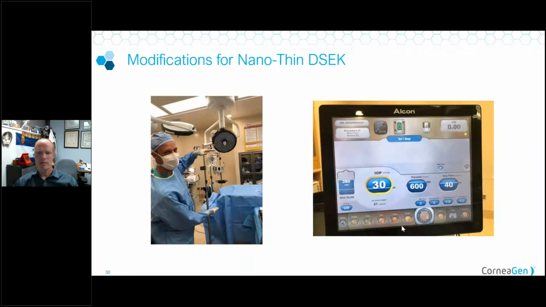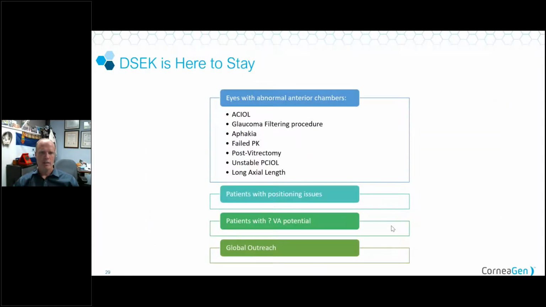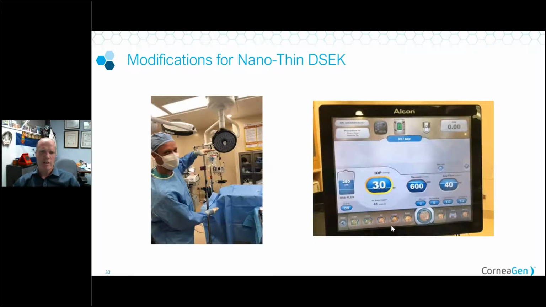So if you are going to do nano-thin DSEK and you are going to use the endoserter, and we're going to talk more about this, I just had this slide in because I thought I would give a little some tips for that, because when I made the switch from normal thickness or ultra thin DSEK to nano-thin DSEK, the tissue does behave a little bit different. It kind of almost behaves partway between a DMEK and a DSEK.